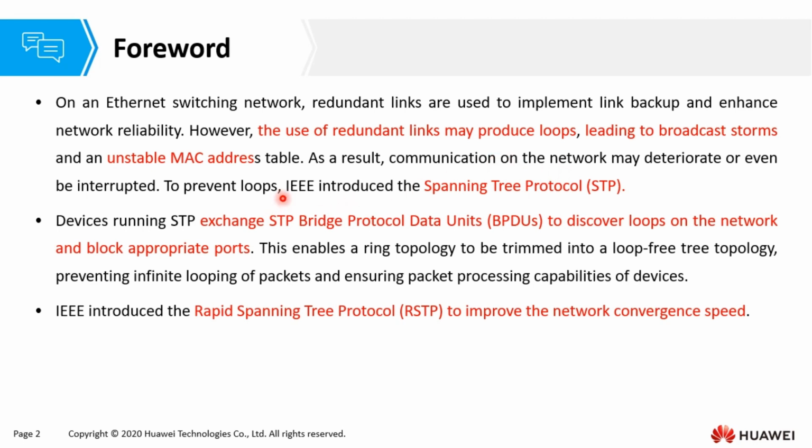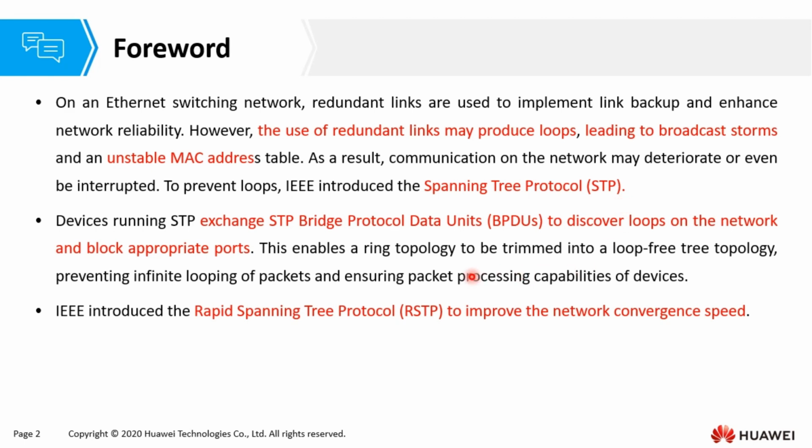But because of this redundancy, it will always produce loops in a layer 2 local area network. If you don't detect the loops, they will lead to a broadcast storm and unstable MAC address flapping. So that's why, in this topic, we will learn the spanning tree protocol, STP, and how we handle layer 2 loops and avoid the broadcast storm.